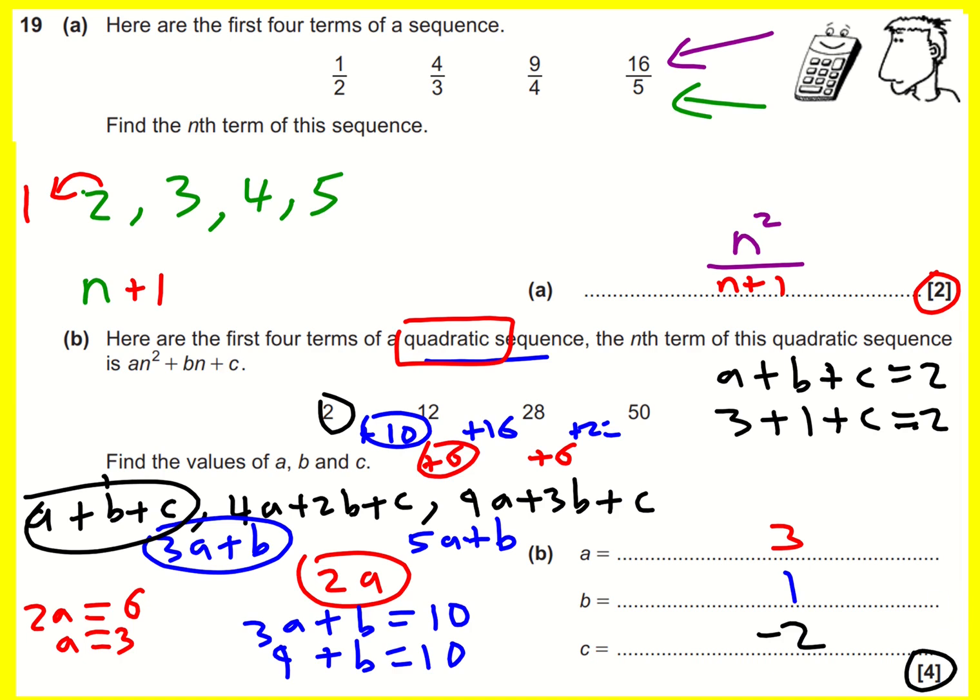And I've worked it out. Finally, I didn't need to write this down, but it would be 3n squared plus n minus 2. That is the nth term of this sequence.